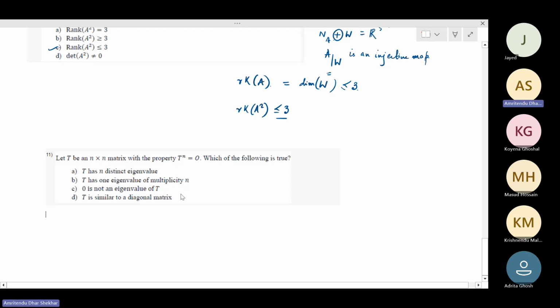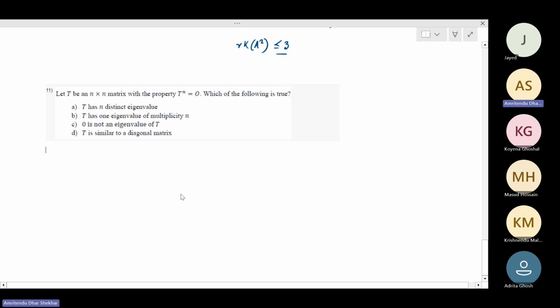Okay. So here we're going to make the additional assumption that, I mean, the problem doesn't say this, but we have to make the assumption that T to the power n minus 1 is not equal to 0. Okay. So if T to the power n minus 1 or some lower power were to be equal to 0, then we cannot necessarily make one of the statements that we're going to make here. So assume that T to the power n is equal to 0.